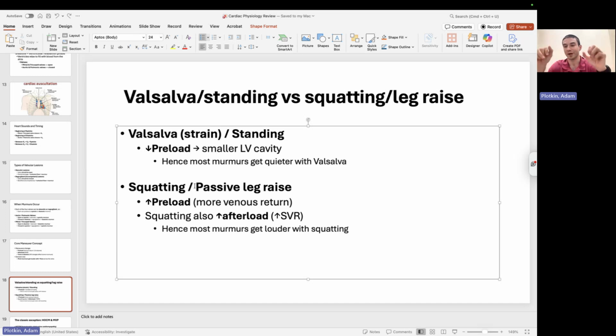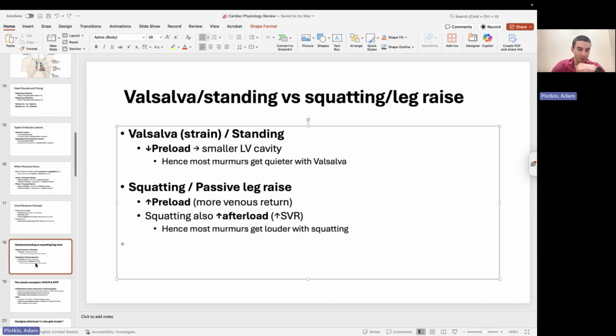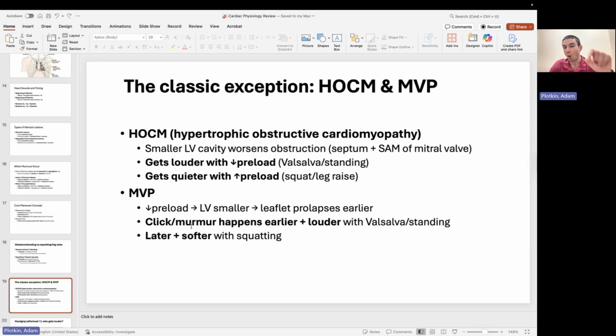But by also compressing these vessels, we're also increasing the afterload, right? But for the most part, by squatting and doing passive leg raise, we're bringing more blood back to the heart, so most murmurs get louder with squatting. Okay? The two exceptions, right? HOCM and MVP. Now, I don't know where you guys are at whenever you watch this video. So I don't know if you totally know about these diseases, and this lecture is not meant to be like an all encompassing HOCM and MVP lecture.